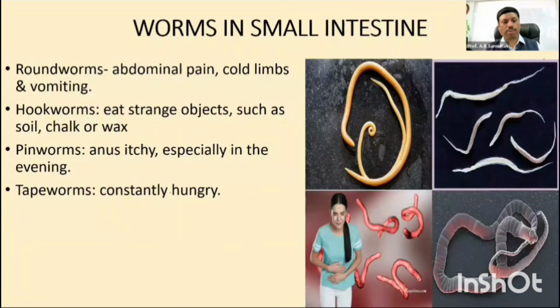Hopefully I told you there are various worms. Roundworms cause abdominal pain and then vomiting. Hookworms make people eat strange objects such as soil, chalk pieces, and wax. Pinworms cause itching of the anus, especially in the evening. Tapeworms cause constant hunger.